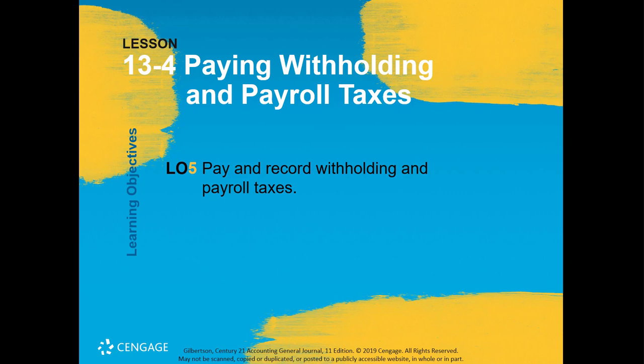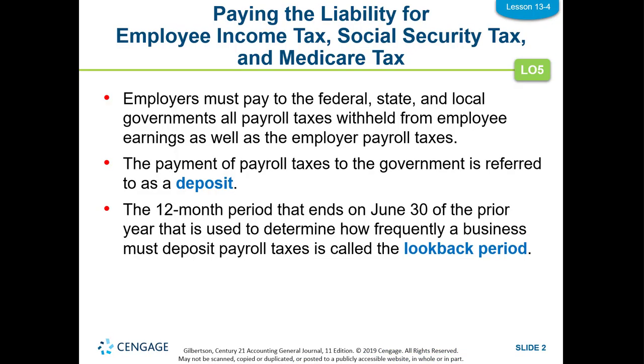The last section, chapter 13, is dealing with how we pay and record those withholding and payroll taxes that we have. Employers must pay to the federal, state, and local governments all payroll taxes withheld from the employee earnings, as well as the employer payroll taxes.